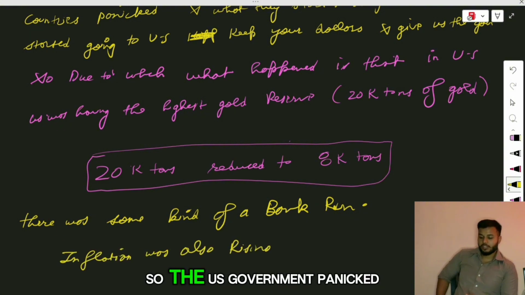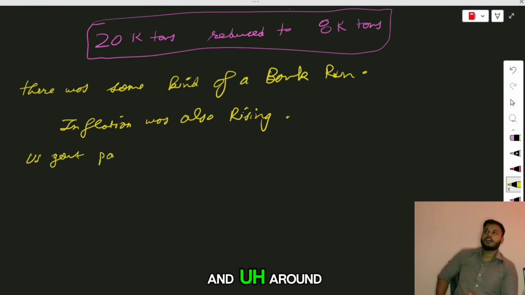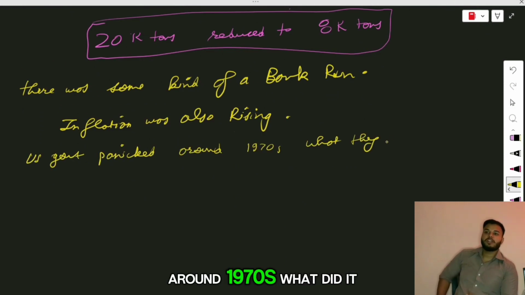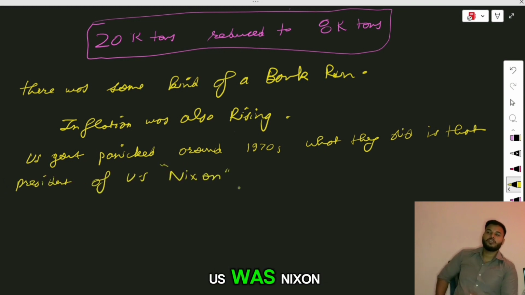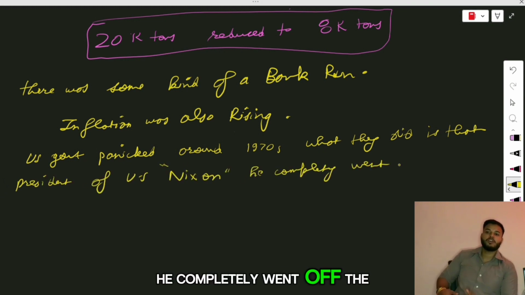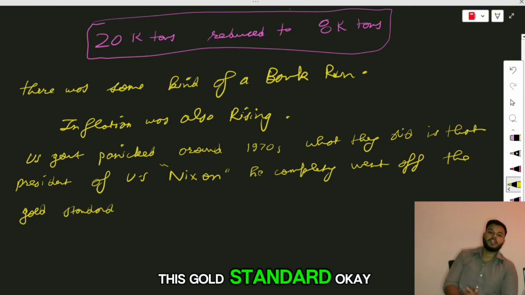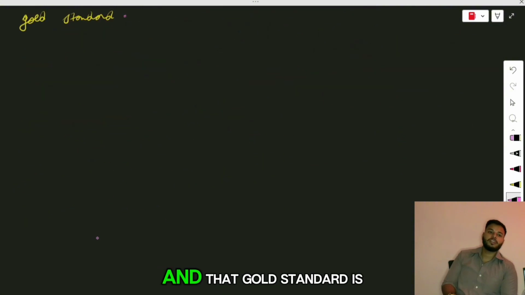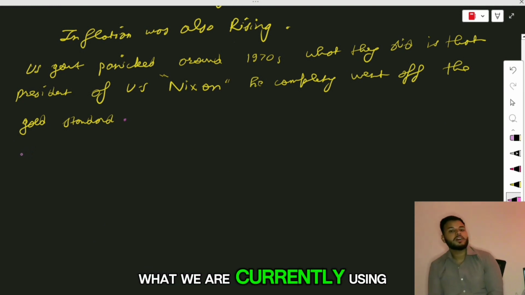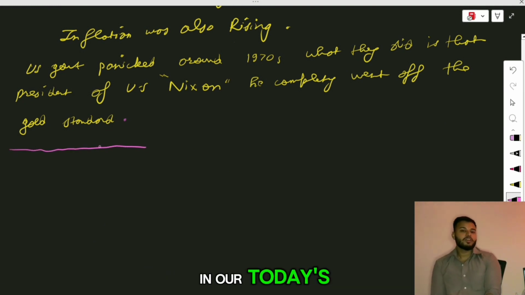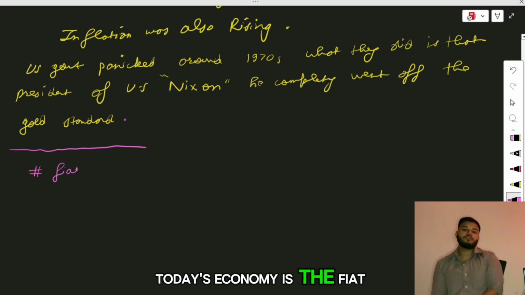So the US government panicked, and around the 1970s, the president of the US, Nixon, completely went off the gold standard. He killed the gold standard, and that gold standard has not been revived till today. So what we are currently using in our economy today is fiat currency.